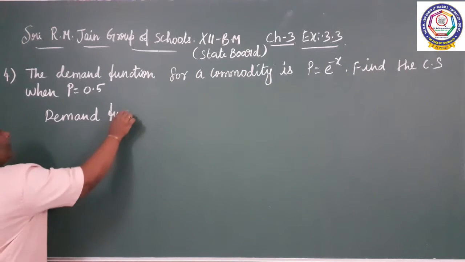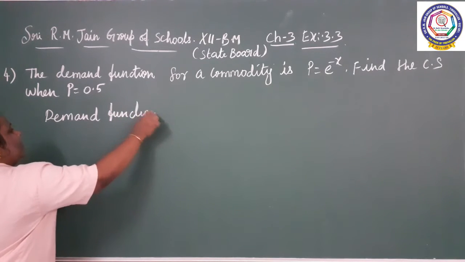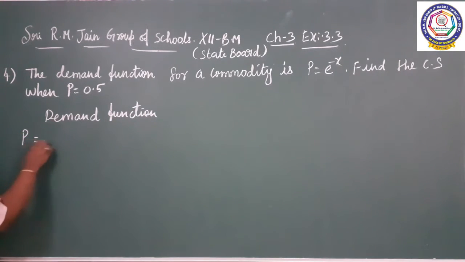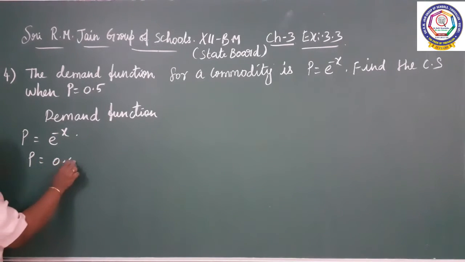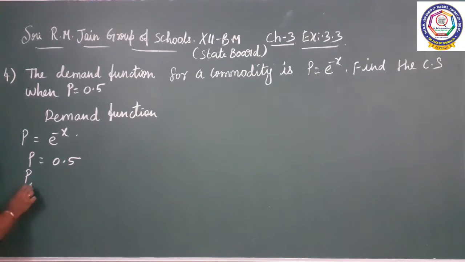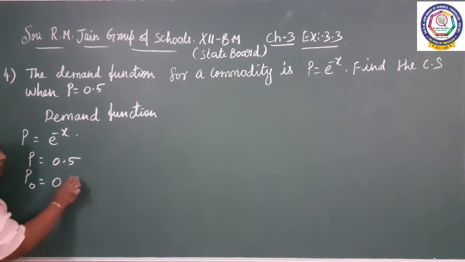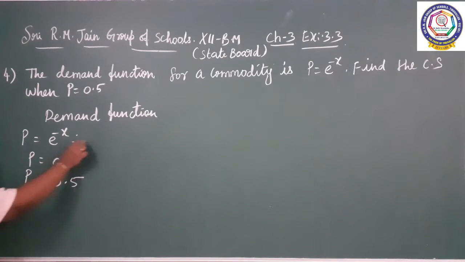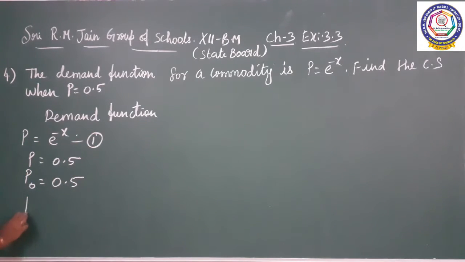Demand function P equal to e power minus x. Then the P value is also given as 0.5. So you can take it as P naught equal to 0.5, that is the initial stage. Substitute 0.5 in this equation, P naught equal to e power minus x naught.